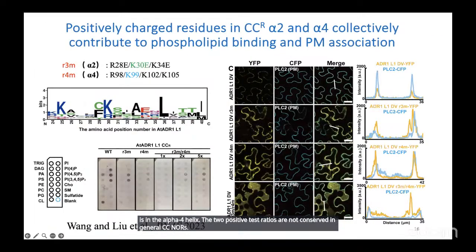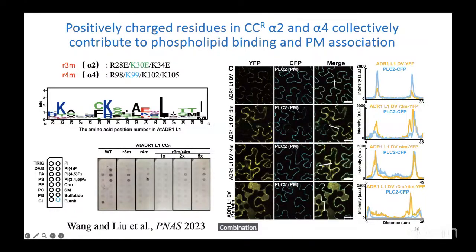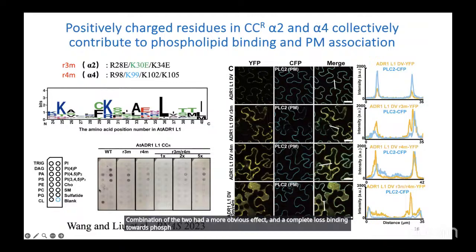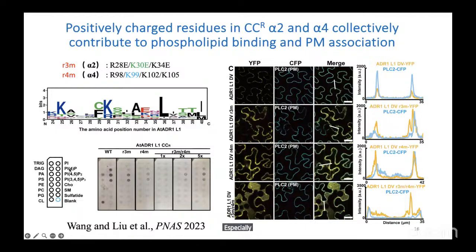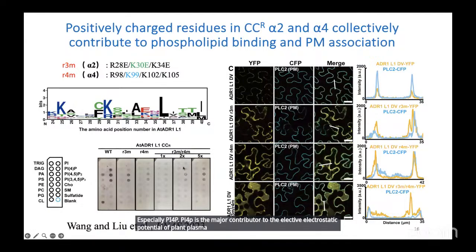Taking ADR1 as an example, we found that mutating the positively charged residues in either the alpha-2 helix or the alpha-4 helix affected phospholipid binding in vitro. Combination of the two had a more obvious effect and completely lost binding towards phospholipid, especially PI4P. PI4P is the major contributor to the negative electrostatic potential of the plant plasma membrane. Mutating both the alpha-2 helix and alpha-4 helix almost turned ADR1 into a cytoplasmic protein.